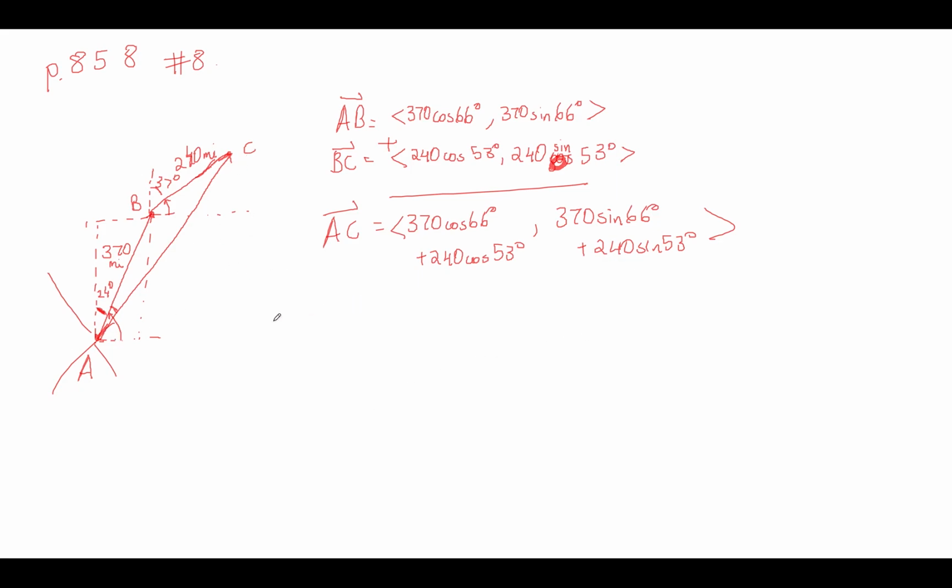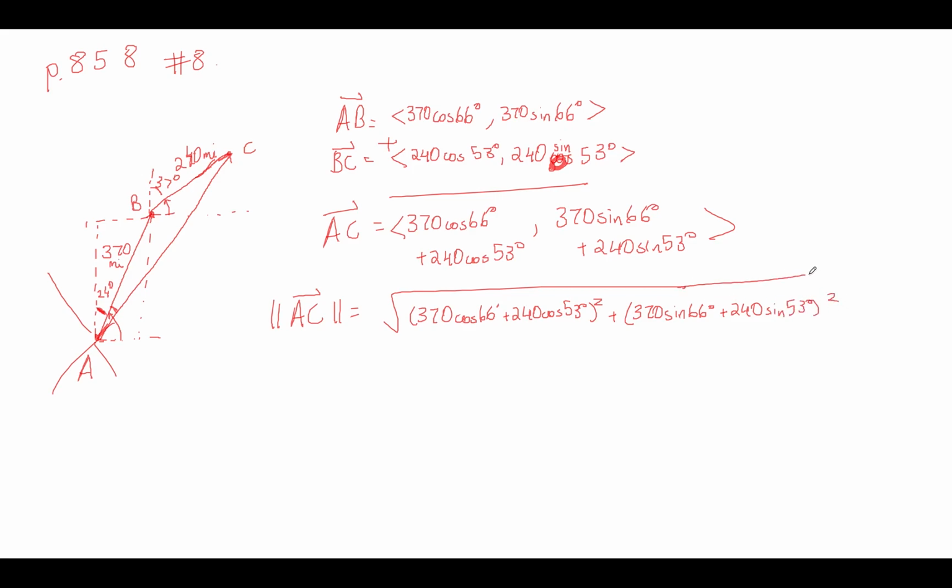Now to get the length of AC, I can think of that in terms of magnitude. The magnitude is the square root of 370 cosine 66 degrees plus 240 cosine 53 degrees, squared, plus 370 sine 66 plus 240 sine 53 degrees, squared. I'd have to put all of that into a calculator, which I don't seem to have here right now, but I can go get it real quick.